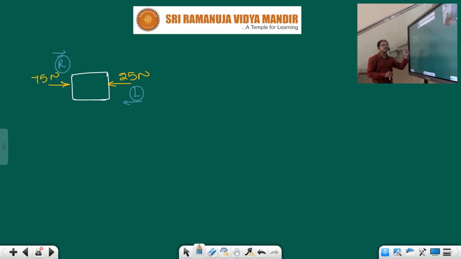But the direction in which the block is moving, we don't know. Initially, in this question, they did not mention the direction of motion of the block. The given information is there is a block and two forces are acting. One is 75, another one is 25, and both are acting in opposite direction. Is it clear? The given information is only the forces. But in which direction the block will move, we don't know. They did not mention it in the question. We need to find in which direction the block will move.